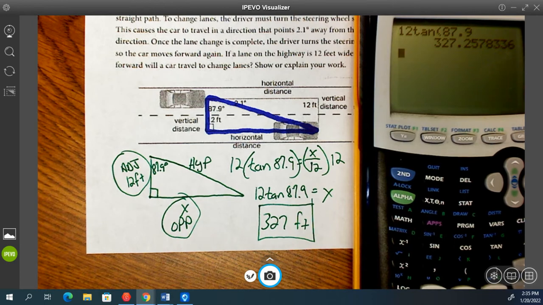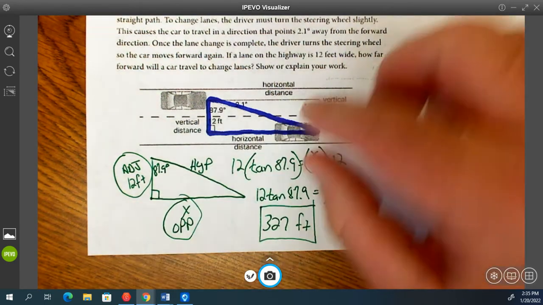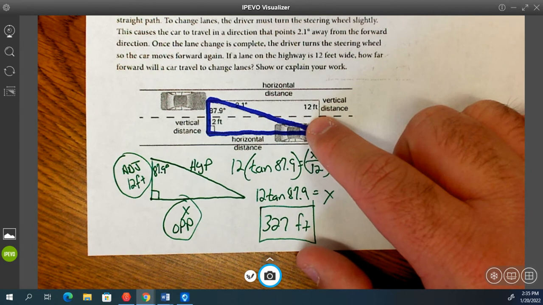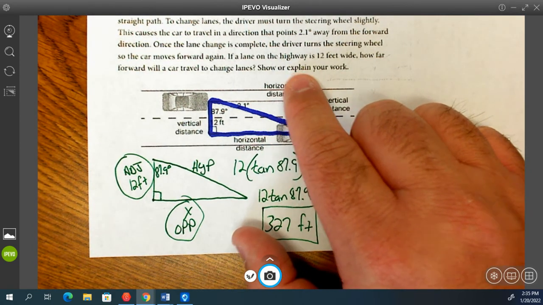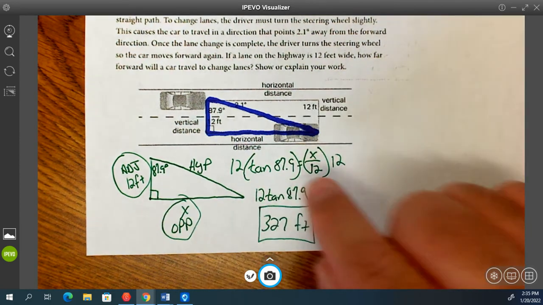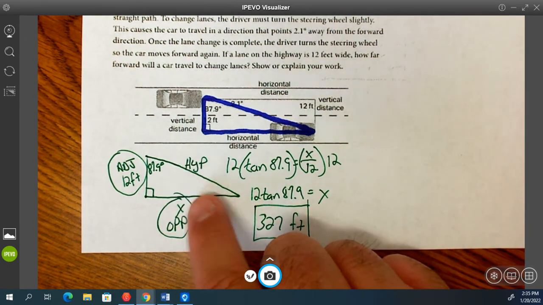But are we going to have to draw our own pictures, or the pictures are going to be drawn? You're going to have one where the picture is here, but it says show or explain your work. I'm not doing any explanations, but I'm showing my work.